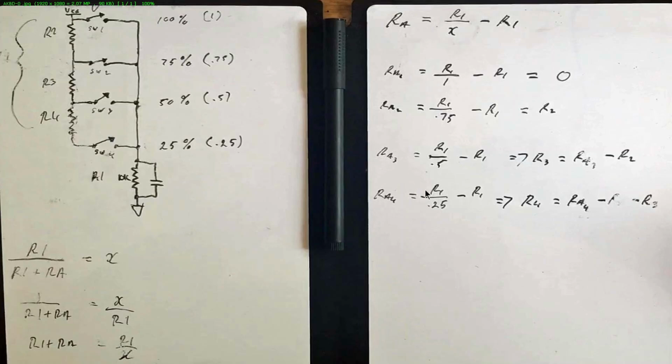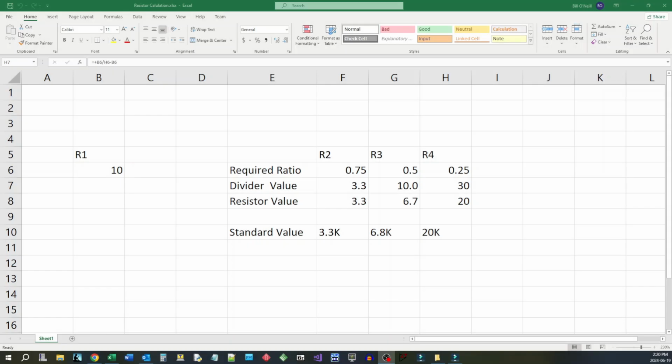So I came up with a simpler way to do that. I came up with this little spreadsheet to do it for me. So I want R1 to be 10K, it's a common value. And I've got the formulas put in here that you just saw on that other sheet I showed you. For 100%, we don't need a resistor. That's just a switch going straight through. But for 0.75, 0.5, and 0.25, the divider values using that formula worked out are 3.3, 10, and 30.